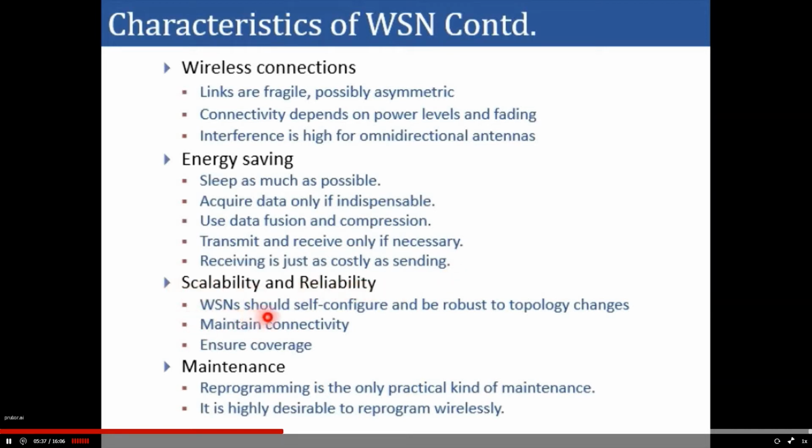Scalability and reliability. Wireless sensor nodes should be self-configured and robust to topology changes. Self-configured means the nodes should have the capability to configure themselves in such a way that the required communication path can be stabilized. Using this self-configuration capability, they ensure connectivity as well as data coverage. Maintenance. Reprogramming is the only practical kind of maintenance because these are deployed in a large geographical area where doing maintenance is very difficult. So we can only do reprogramming for maintenance, which is also done wirelessly.